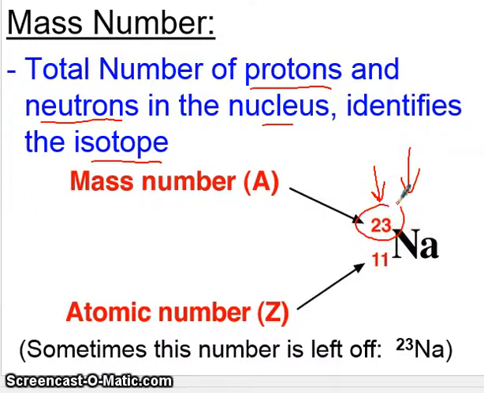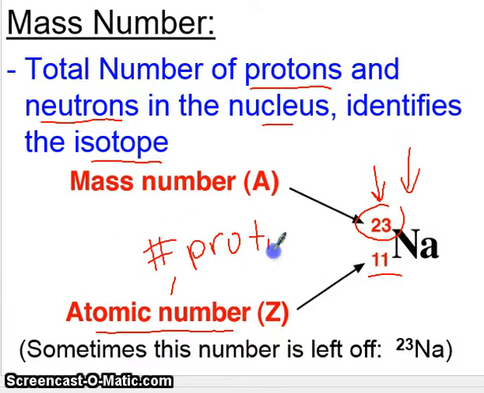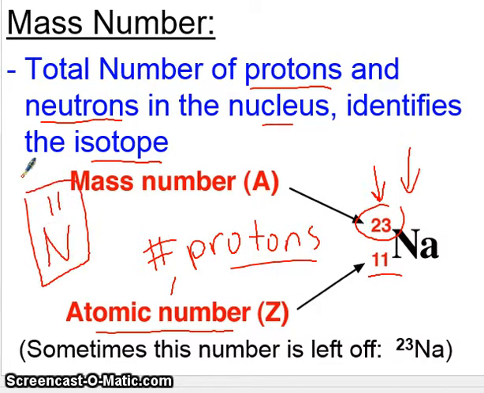which is 23. Incidentally, the number 11 at the bottom is the atomic number, which, remember, is the number of protons in the nucleus. And this is the number that shows up on the periodic table. Above sodium, you have an 11 on the periodic table. Sometimes the atomic number is left off, because no other element can have 11 protons. So you don't need to say that it has 11 protons. Sodium must have 11 protons.